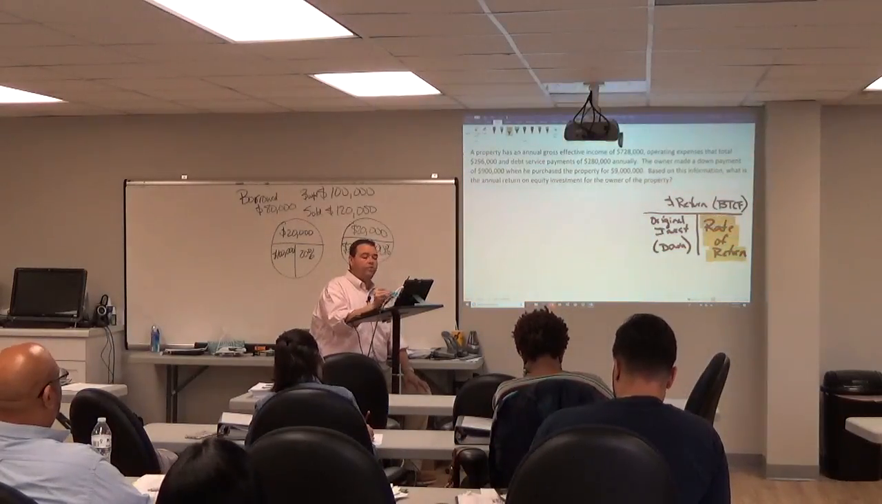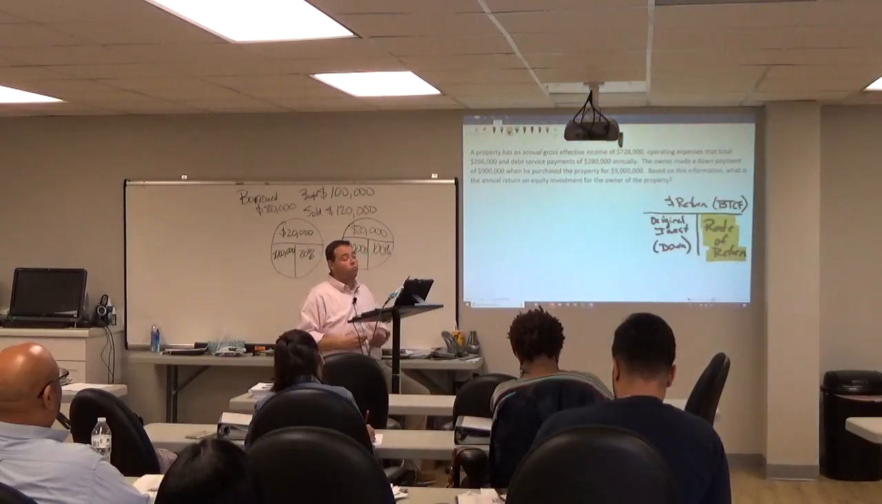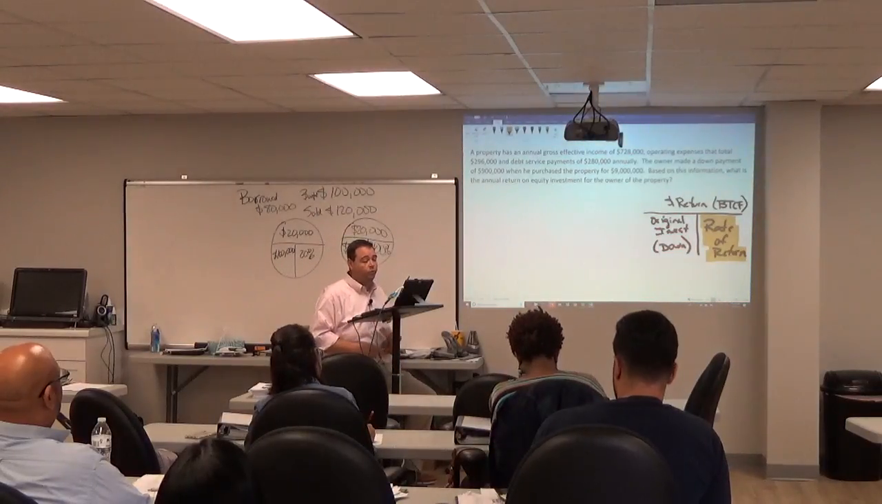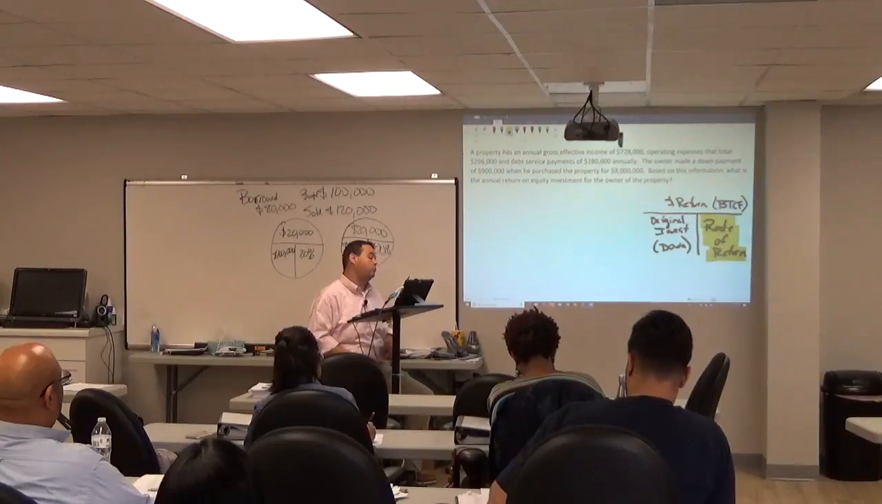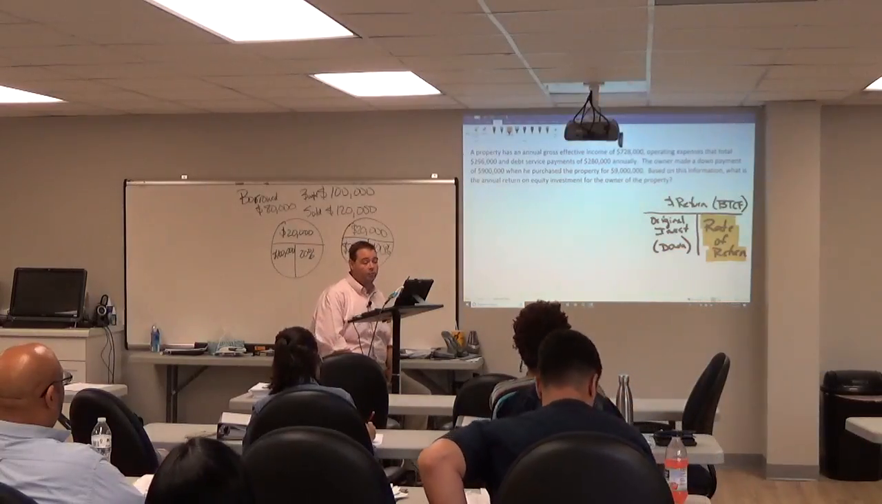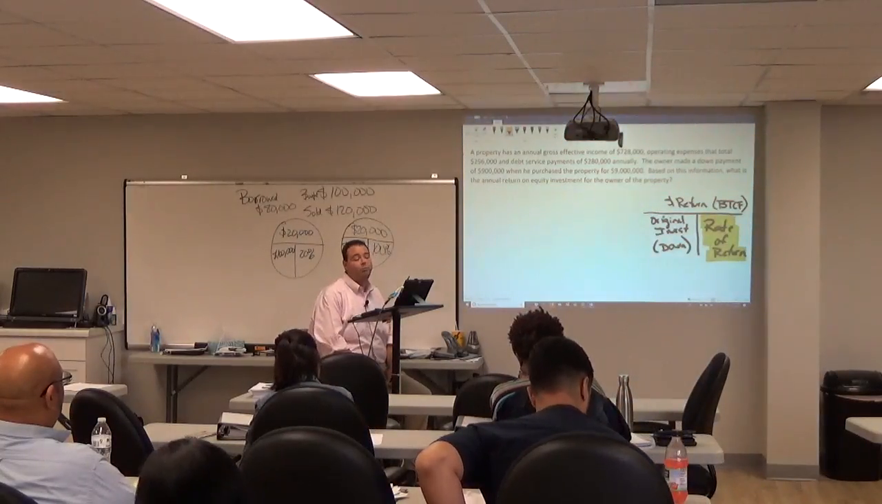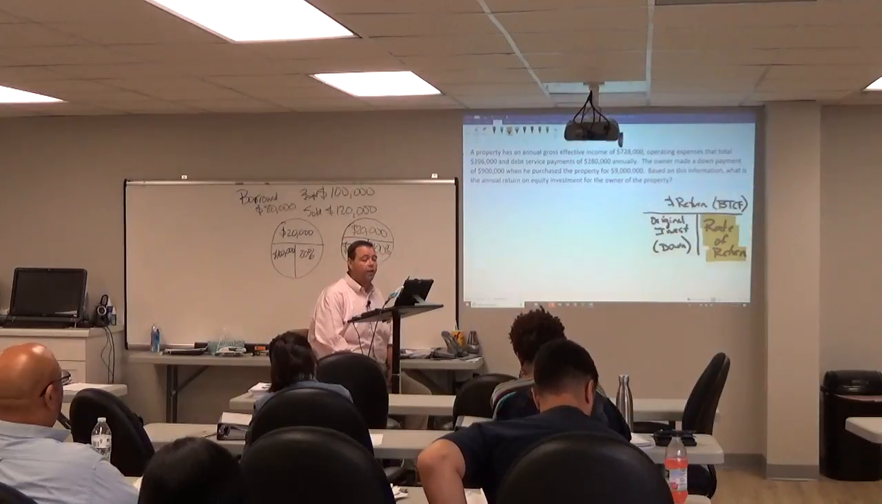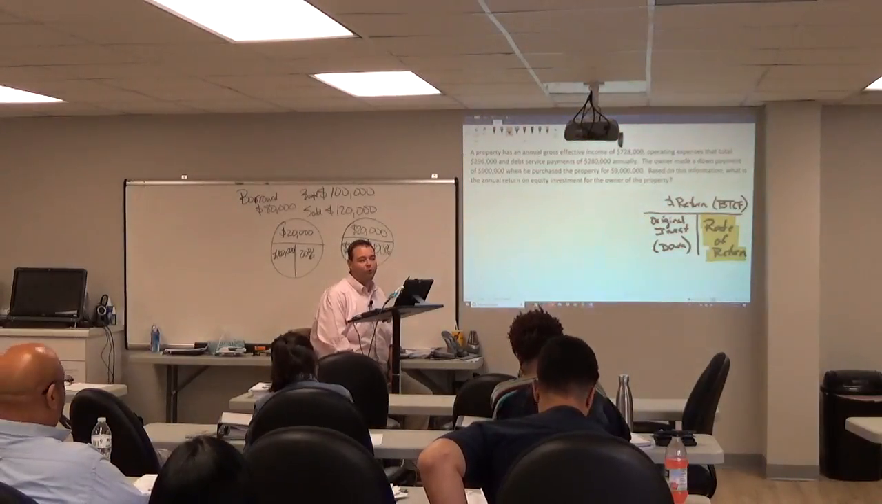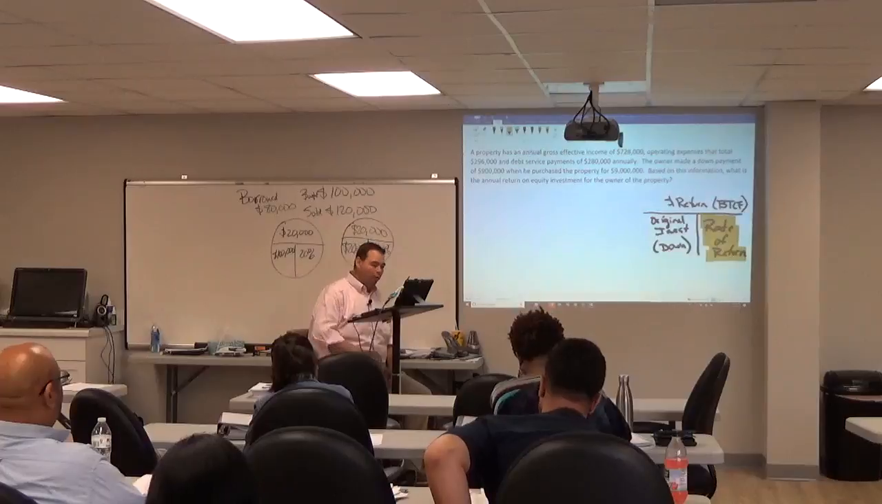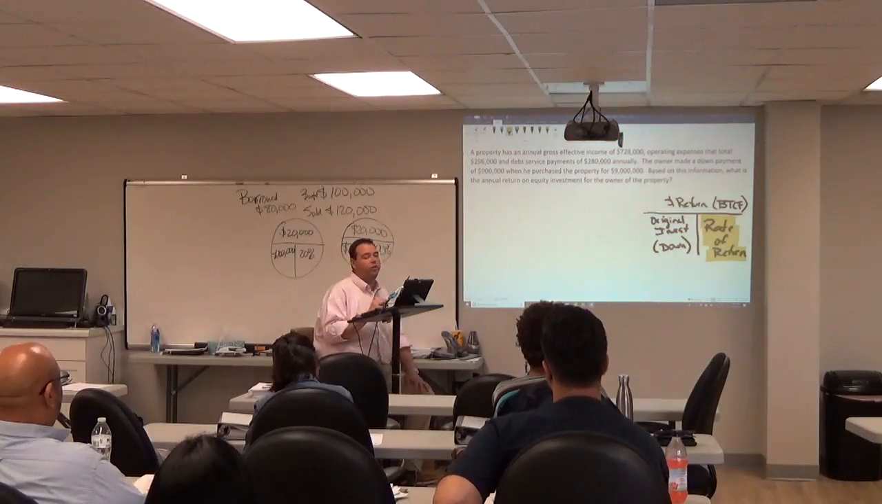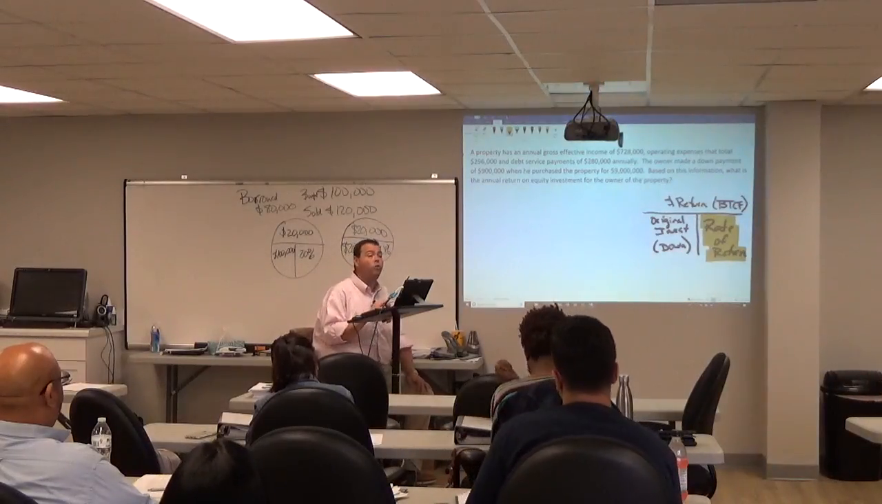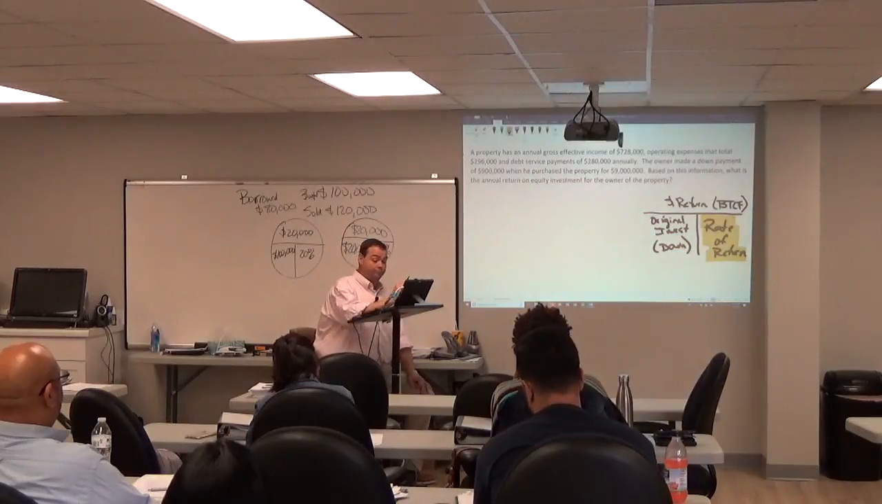So let's look and see what we've got here. The property has an annual gross effective income of $728, operating expenses that total $296, and debt service payments of $280 annually. Is any of that the before tax cash flow? No, but will it get me to a before tax cash flow? Yes. It will, and that's what I'm going to have to do in this question. I'm going to have to calculate my own before tax cash flow.